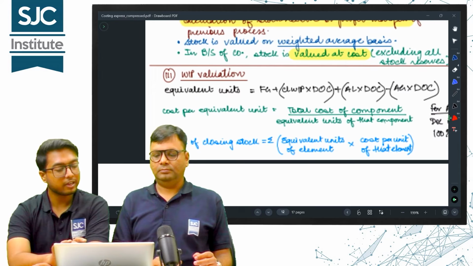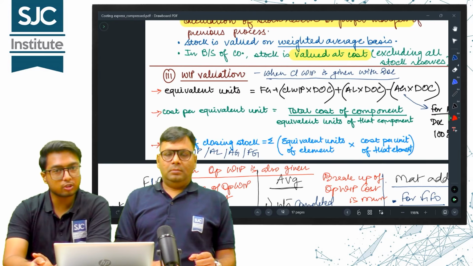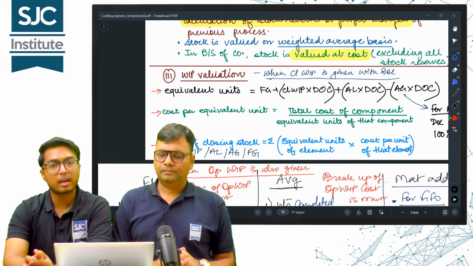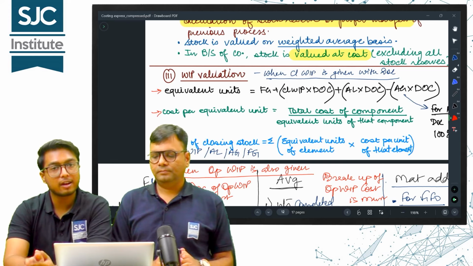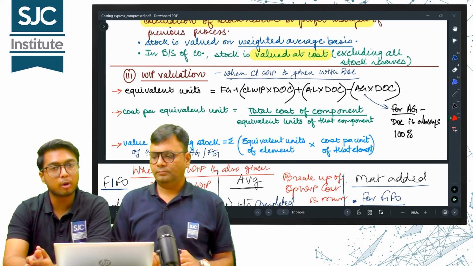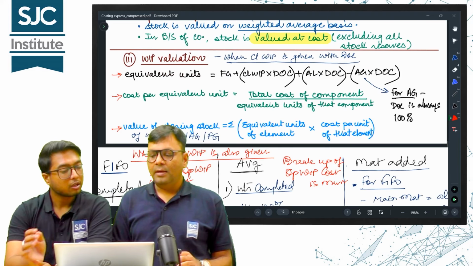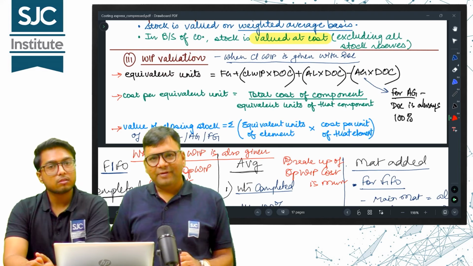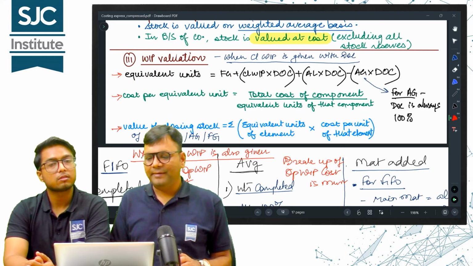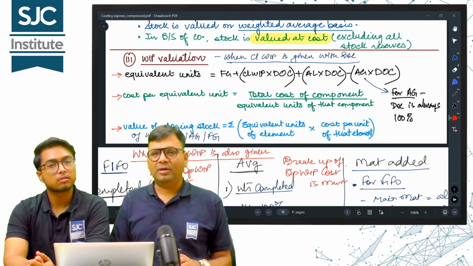The first step, we need to find the equivalent units. How do we compute equivalent units? Finished goods plus closing work in progress into degree of completion plus abnormal loss into degree of completion less abnormal gain into degree of completion. You must keep in mind that for abnormal gain, the degree of completion is always 100%. One more thing: either you will have abnormal loss or you will have abnormal gain. You will not have both at the same time. We have written both together here, but you will have either abnormal loss or abnormal gain.